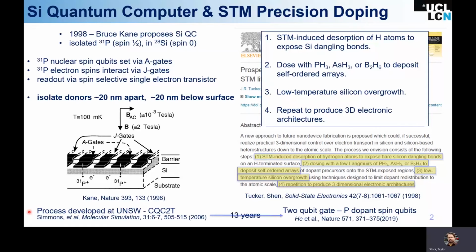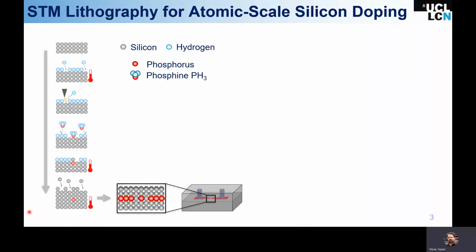So the group at University of New South Wales at the Centre for Quantum Computing began actually actualizing this fabrication technique and succeeded in doing so. Over the last decade or so, they've built a number of increasingly sophisticated devices using phosphorus and silicon. Most recently in 2019, they demonstrated a 2-qubit gate using these phosphorus-based spin qubits. So the technique works as follows.